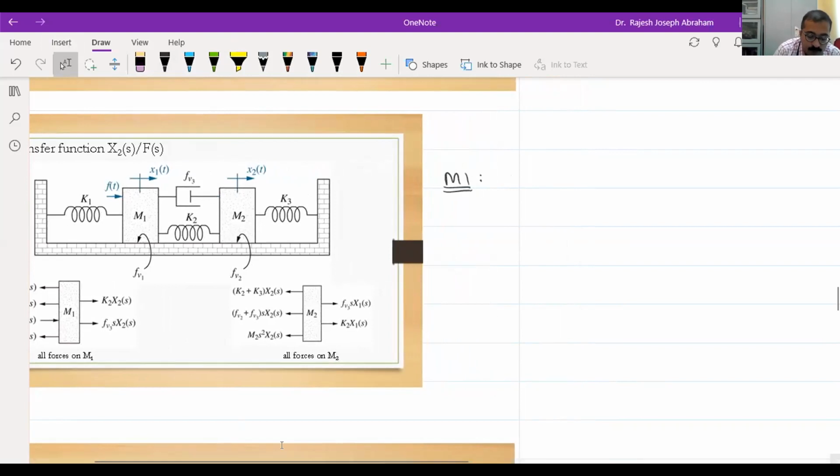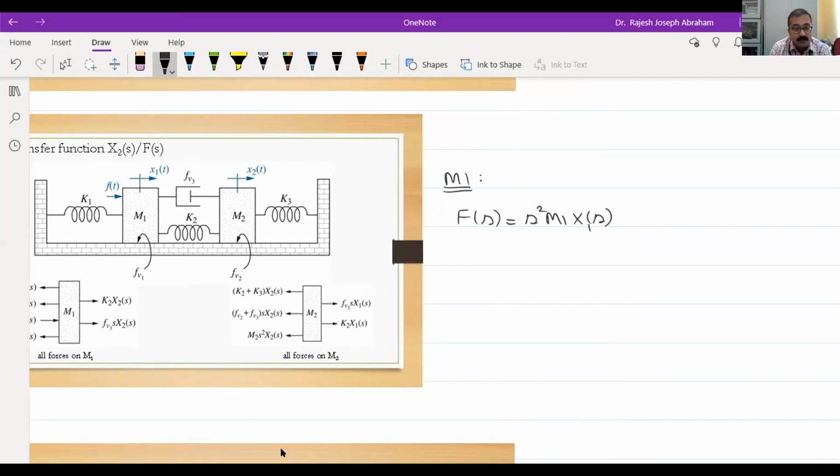Applied force. Is there any applied force? Yes, there is an applied force F of t, so it should be F of s. F of s is equal to what? Sum of the internal forces. What's the force due to m1? S square m1 x1 of s.